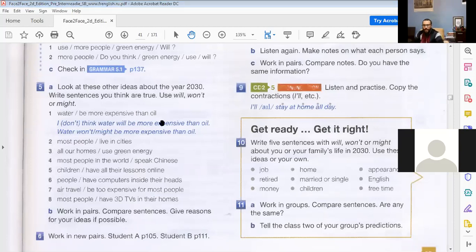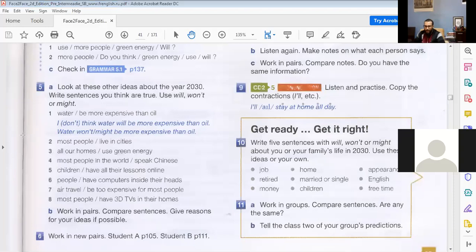Use will, won't, or might. So of course the idea here is these are open questions and there isn't one answer. These questions reflect our opinion or our expectations and predictions. For example, number 1 here, I don't think water will be more expensive than oil. This is what one person thinks, okay? So this person thinks that water won't become more expensive than oil.